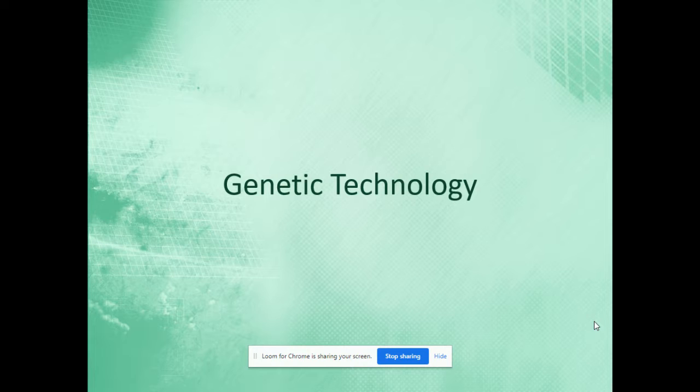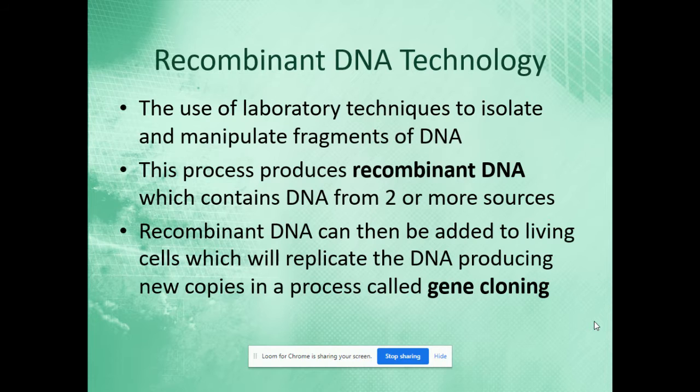Right, we are moving on to genetic technology today, and we are almost done with our units for the year. This is going to be like the last big one we cover. So we're going to talk about recombinant DNA technology.